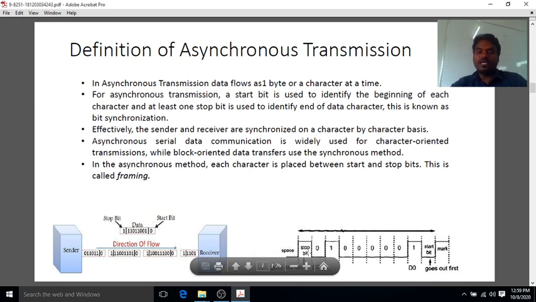Each character, assume that here 0 to 1 is a character, is placed between the start bit and stop bit, so that the start bit is used to identify the beginning of the character. The stop bit is going to identify the end of the character. We can see this type of format, that is framing, in the asynchronous transmission only, and this is less speed compared to the synchronous data transmission.